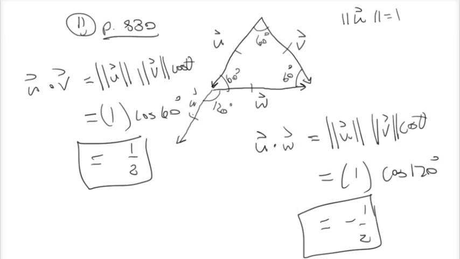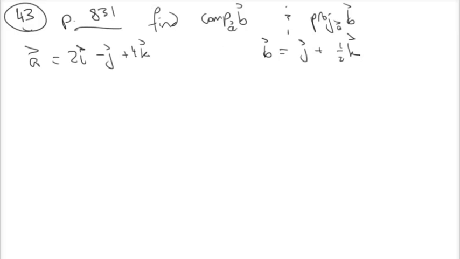So now let's go on and do a little bit more of a projection problem, which is the other big kind of problem that you're going to need to be dealing with. We're doing number 43 on page 831 in your book. This question asks us to find both the vector projection of B on A and the scalar projection of B on A. Since those two are related, it's not going to be too much work to find both of them. We're given that A is 2i minus j plus 4k, and B is j plus a half k. B is the vector that we're trying to project onto A.